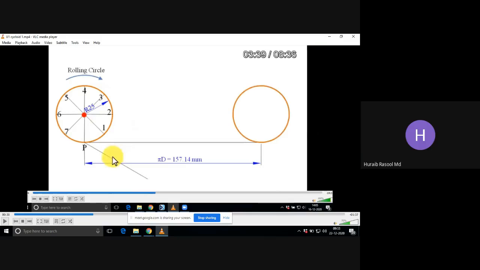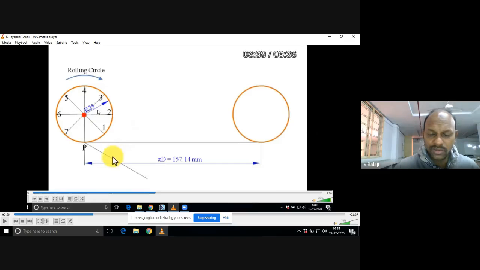30 degrees. 360 by 12 is 30 degrees. You can divide this into 1, 2, 3, 4, 5, 6, 7, 8, 9, 10, 11. Up to 11 you can divide. So first let me complete with 8 parts. You do that with 12 parts.